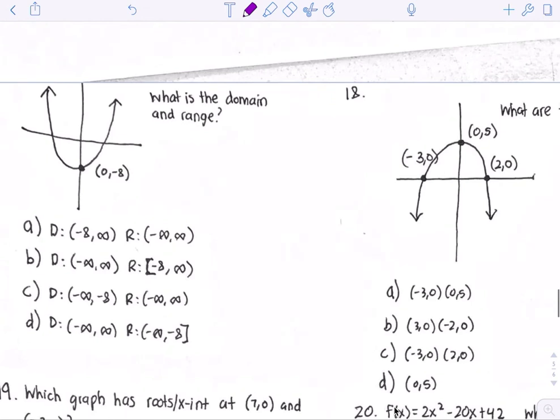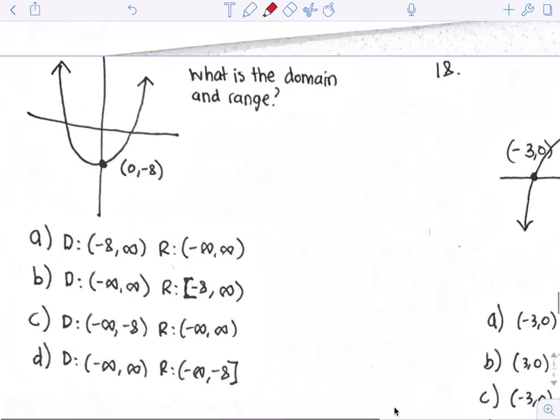All right, here, what is the domain and range? So for this one, you guys, how far left is this going? Negative infinity. How far right is it going? Positive infinity. So you could automatically eliminate this one and this one. Okay, range. How low is this graph going to how high? Well, how low? Negative 8. So negative 8 bracket to how high? Positive infinity. So your guys' answer for this one is B.